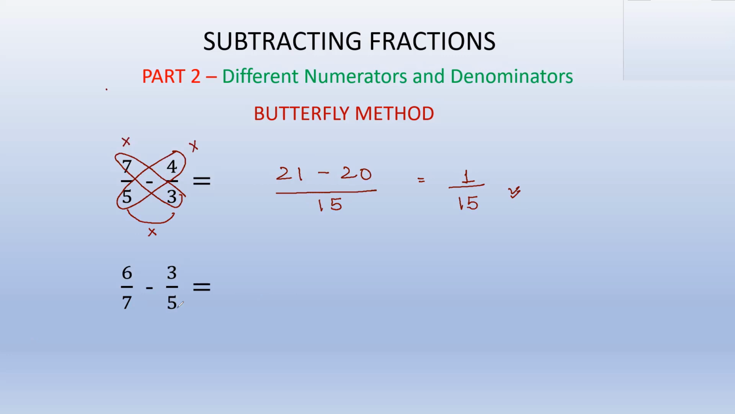Let's take the second example. 6 times 5 is 30. 7 times 3 is 21. So 30 minus 21, and in the denominator it is 7 times 5, which is 35. Now 30 minus 21 is 9, and in the denominator we have 35. 9 by 35 is itself in the simplest form, so we stop here, and the answer is 9 by 35.